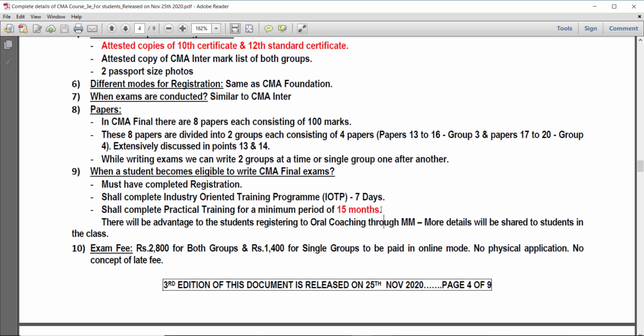So simply, the articleship or practical training period is divided into two parts. The first part is for 15 months and the second part is for 21 months. For either part, you will have two options. The 15 months of practical training can be done under a practicing cost accountant, or you can do a job in the respective fields of accounts, finance, costing, whatever it may be, and claim such job experience as compensation for practical training.